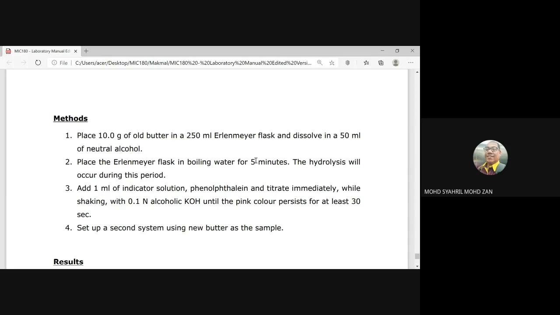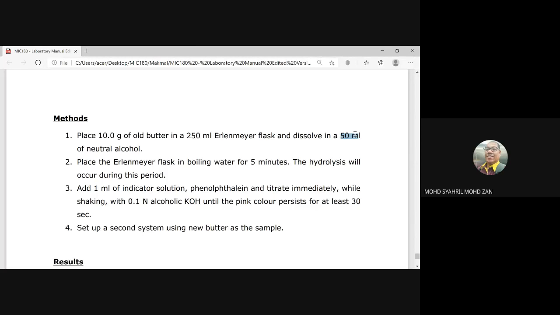So please bear in mind, dalam kita punya Erlenmeyer kita ada 250 ml, neutral alcohol pun kita ada dalam tu juga. Okay. So Erlenmeyer tu dalam kuantiti yang boleh penuhkan adalah sebanyak 250 ml cecair. That's the meaning of 250 ml Erlenmeyer flask ni. Erlenmeyer flask tu boleh diisi sebanyak 250 ml. So apa yang kita isi dalam Erlenmeyer flask tu, kita isi sebanyak 50 ml saja kita punya neutral alcohol bersama dengan 10 gram of old butter.